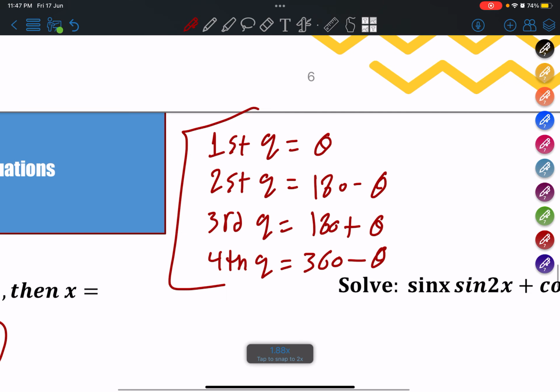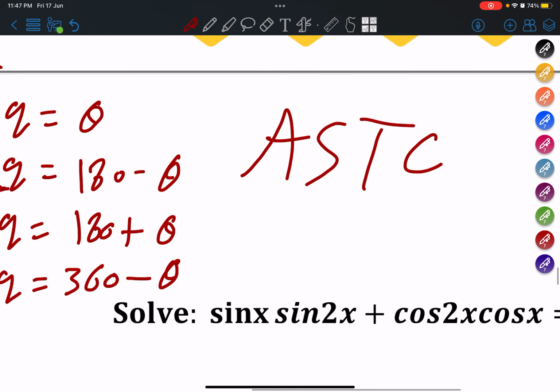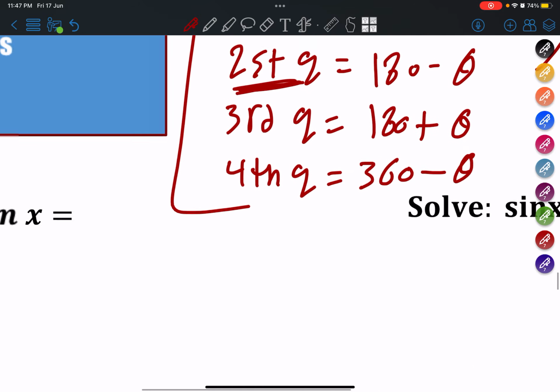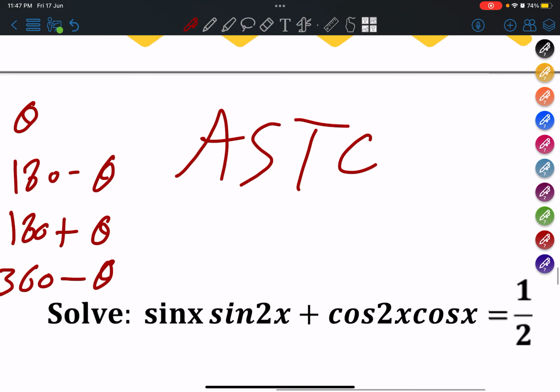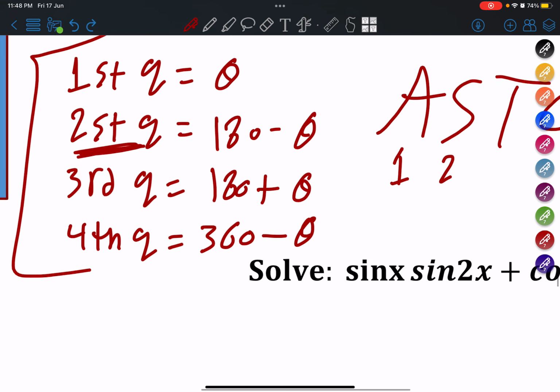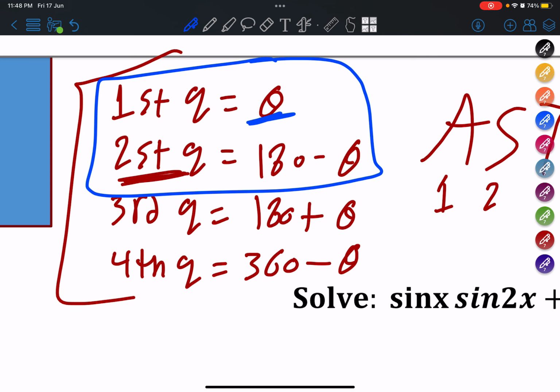As we said, if we want to get the second quadrant, we also have to understand ASTC, all student take calculus. If we said that we want positive half, we'll understand that sine will be positive in the first quadrant and the second quadrant only, okay? So third and fourth, we don't want to use the formula, which means that we only care about these two. So the first quadrant angle is 30 degrees, as we said.